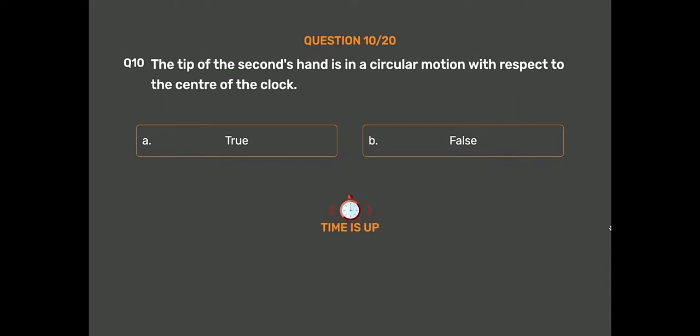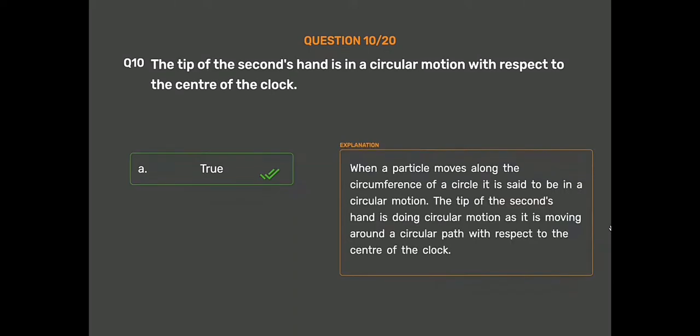The correct answer is option A. True. When a particle moves along the circumference of a circle, it is said to be in a circular motion. The tip of the second's hand is doing circular motion as it is moving around a circular path with respect to the center of the clock.